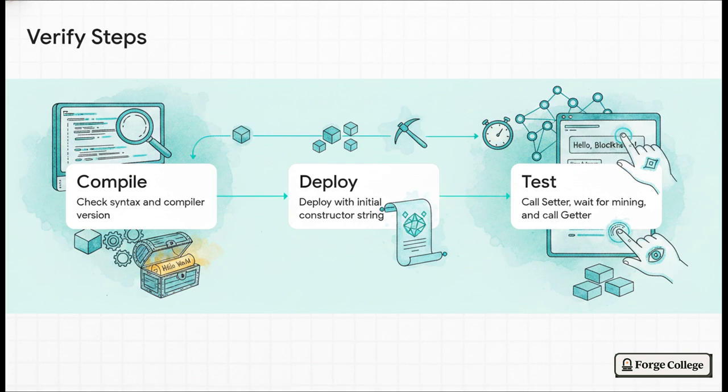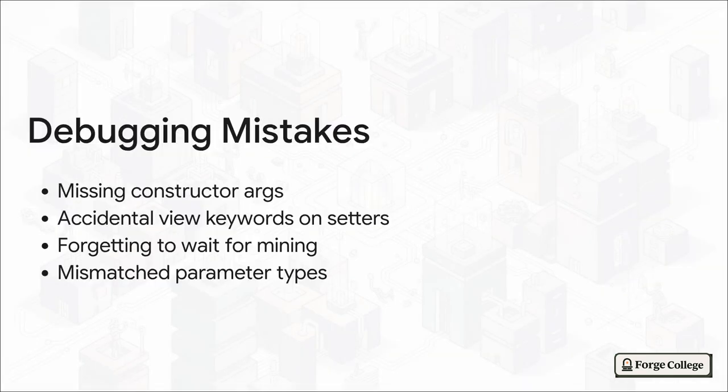Third, the real test. Call your setter function with a brand new message, but crucially, you have to wait for the transaction to be mined. Once the block is confirmed, go ahead and call your getter. You should see your brand new message staring right back at you. Now look, if things don't work on the first try, please don't panic. We've all been there. Here's a quick troubleshooting guide for the most common debugging mistakes.